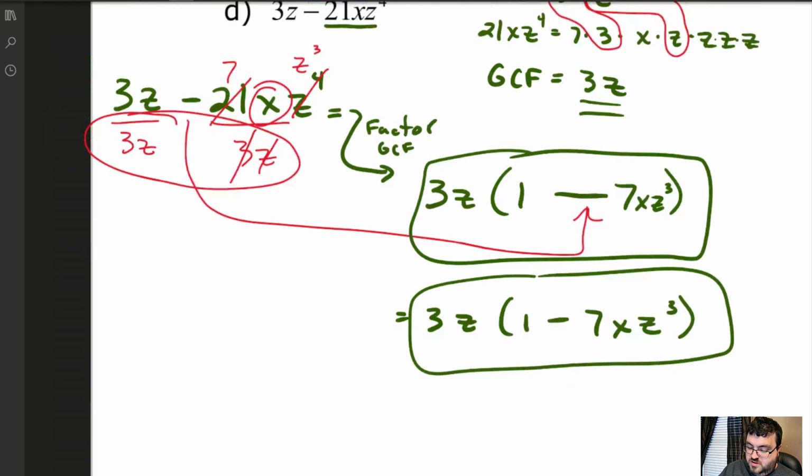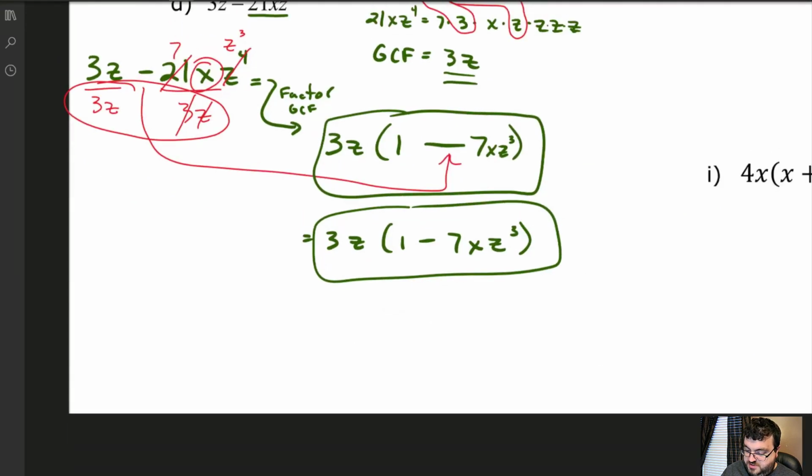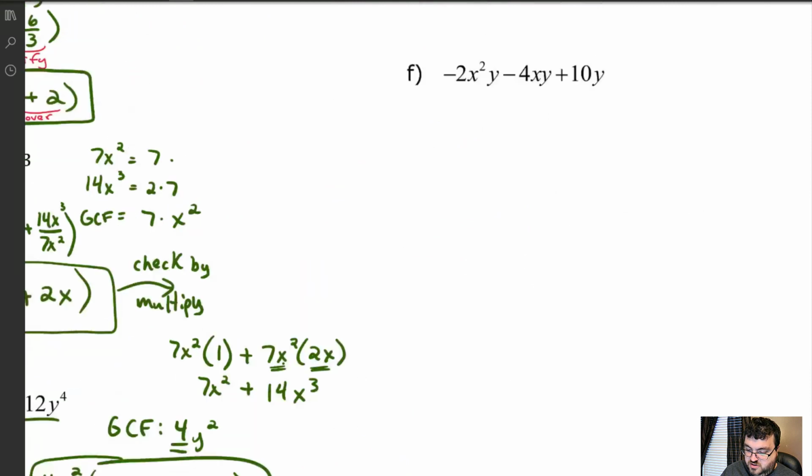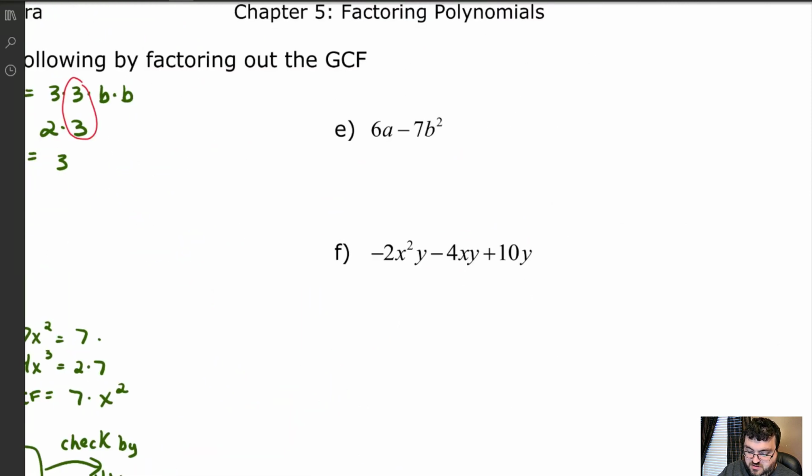Okay, let's see. Go up to the other column, just up here where it says part E over here.